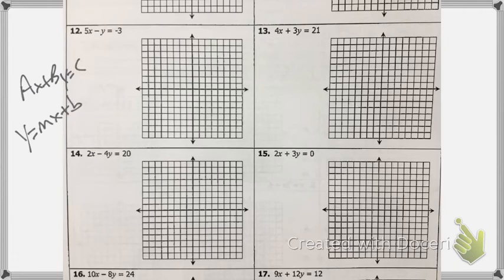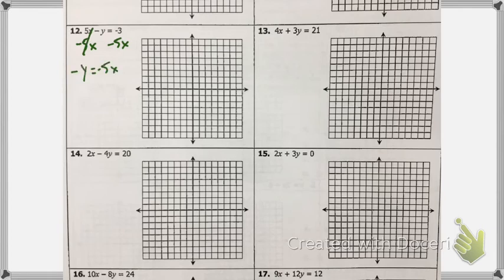Ain't no thing. Because to get it to look like this, I just need to get y alone, and I know algebra. So in something like number 12, goal is y equals to be slope-intercept form. I'm going to first subtract 5x from both sides. That would leave me with negative y equals negative 5x minus 3. And then I'm going to divide both sides by negative 1 to get y alone. So y would be 5x plus 3, which you had to do on last night's homework, right?